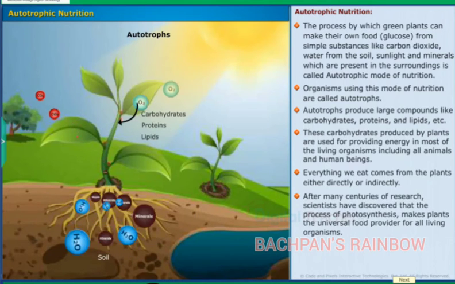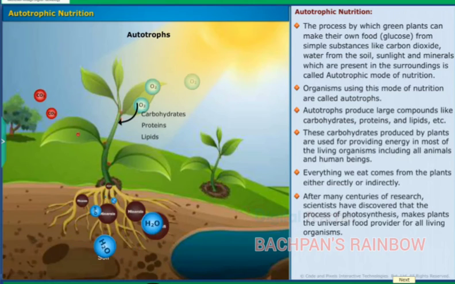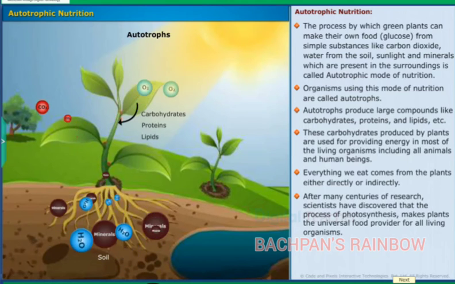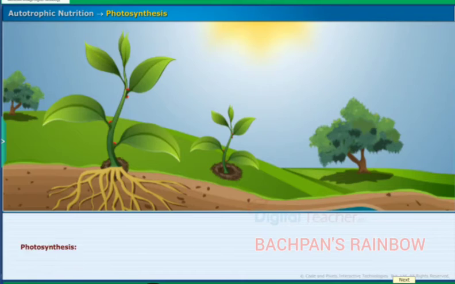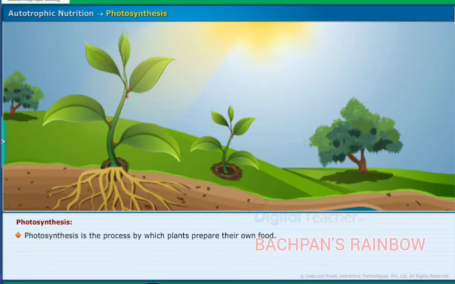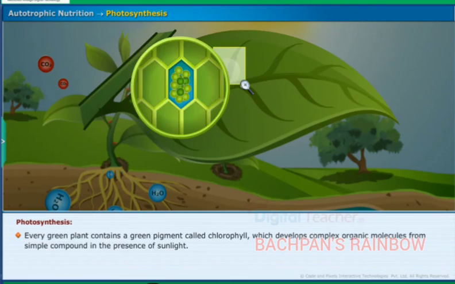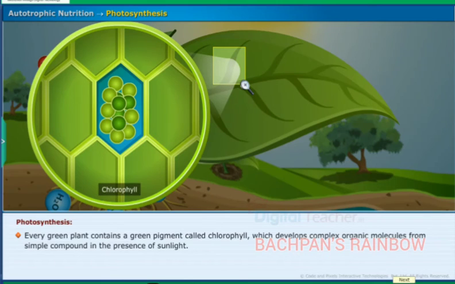After many centuries of research, scientists have discovered that the process of photosynthesis is the process by which plants prepare their own food. It occurs in the leaves of a plant. Every green plant contains a green pigment called chlorophyll, which develops complex organic molecules from simple compounds in the presence of sunlight.